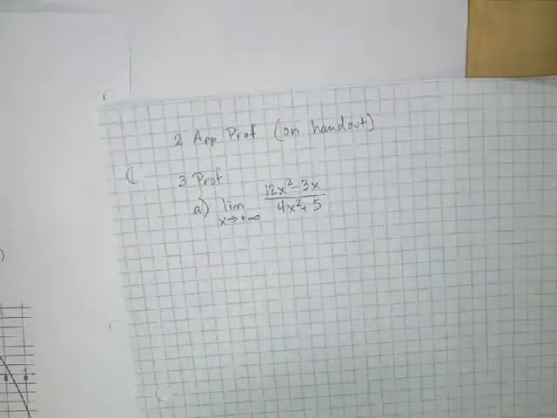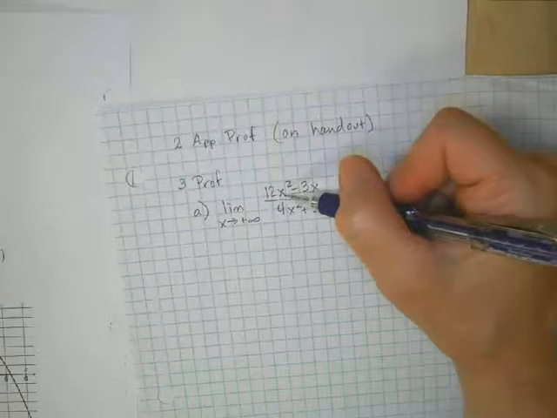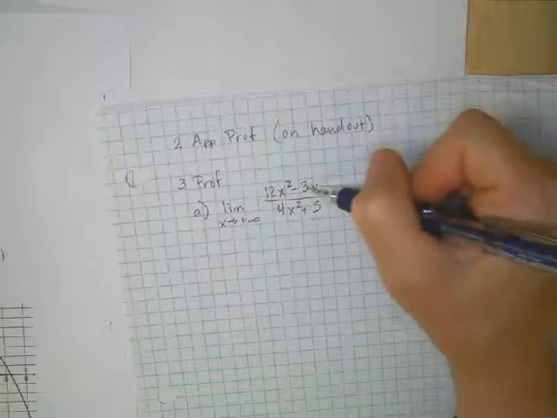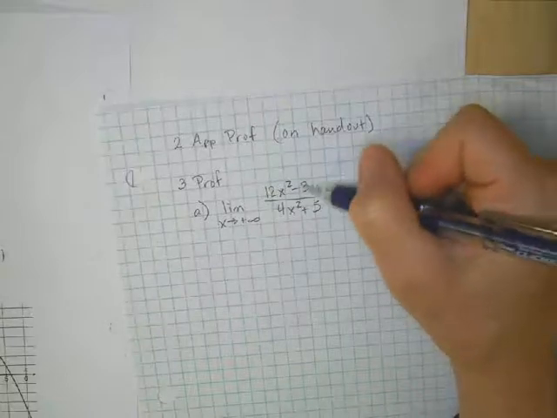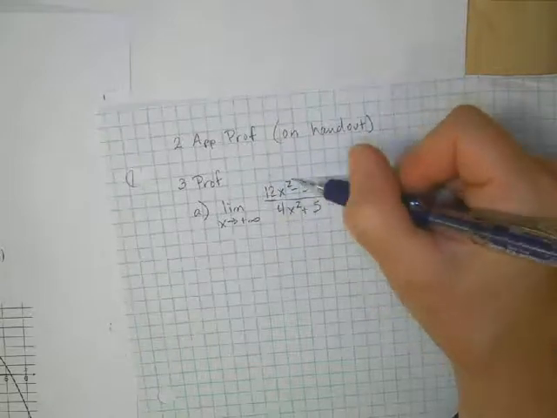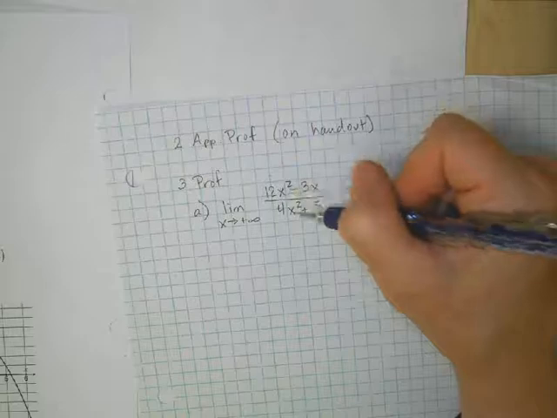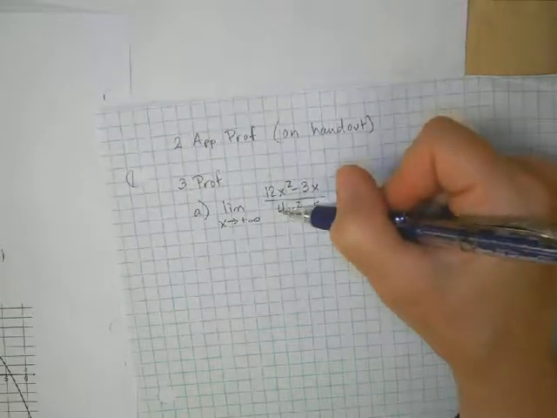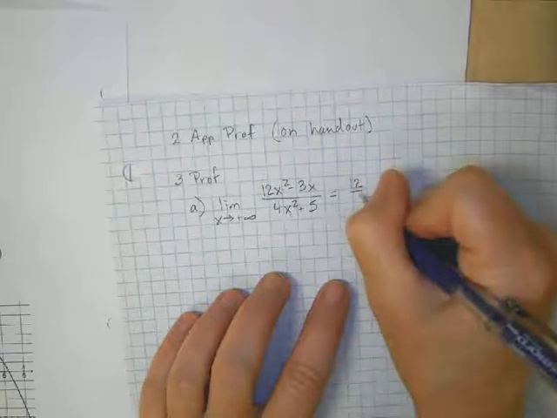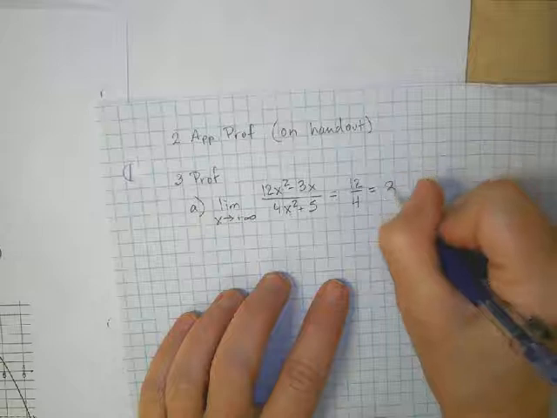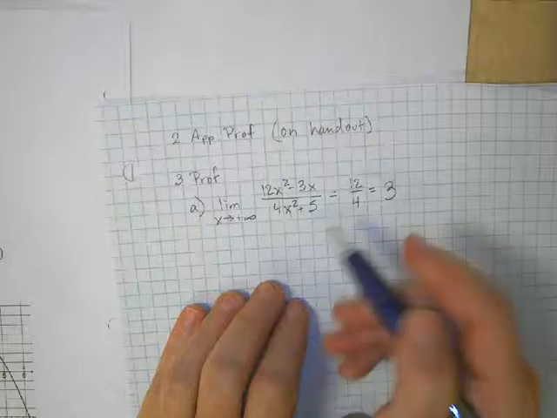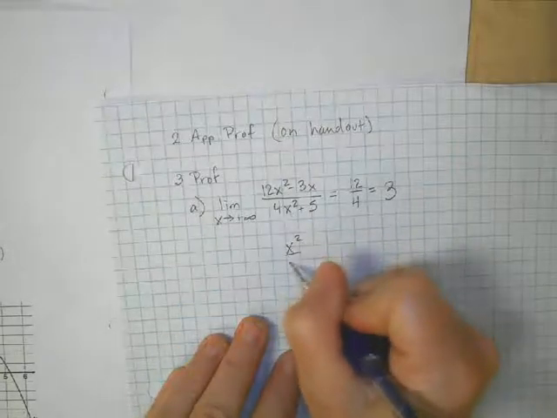So notice what we have here. If we put in a really, really large number for x, these guys over here, 3 times x and 5, are going to become insignificant. So basically this is the same as saying 12x squared over 4x squared. And so the x squareds are going to cancel out, and I'm just going to be left with 12 over 4. So this is really approaching just 12 over 4, which is approaching 3. So notice the degrees on the top and the bottom, the numerator and the denominator. We have x squared over x squared.